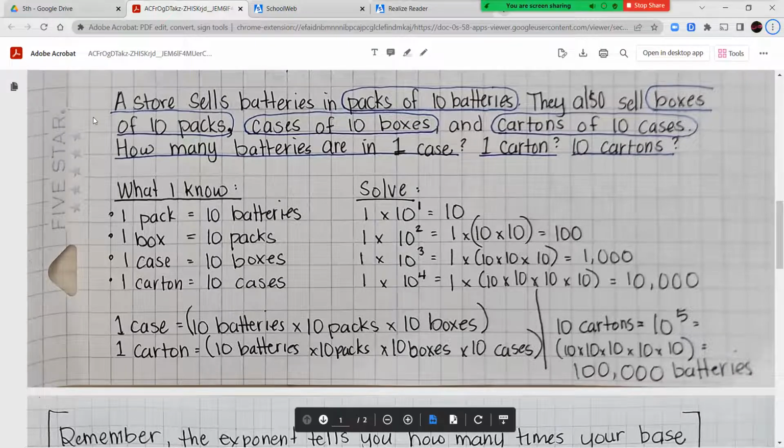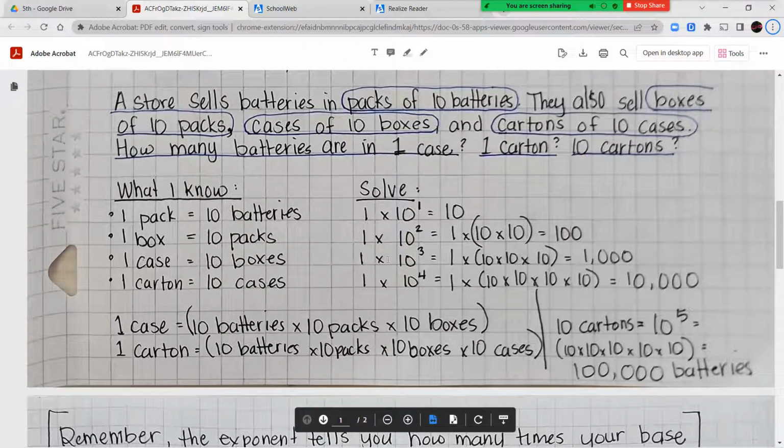So let's stop and think about what we know. We know one pack is 10 batteries. One box is 10 of those packs. One case is 10 of those boxes, and one carton is 10 of those cases. So we need to figure out how many are in these different larger size containers. So one pack is 1 times 10 to the power of 1, which is 10. One pack is just 10 batteries. One box is 10 packs, so that's the same thing as saying 1 times 10 to the power of 2, or 1 times 10 times 10. So we know one box will give us 100.